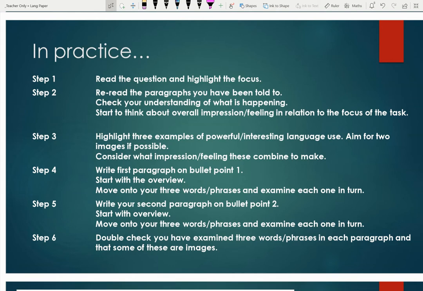Then obviously you move into writing your answer, to write your first paragraph, which is addressing bullet point 1. Start with the overview. So many people forget, and I recognise it's easy to forget that, but really try not to. Then move on to your 3 words and phrases, examining each one in turn, and repeat in an entirely separate paragraph for the second bullet point. At the very end, just double check that you've definitely talked about 6 words in total, 3 for each paragraph, and that some of them are images. It's so important.